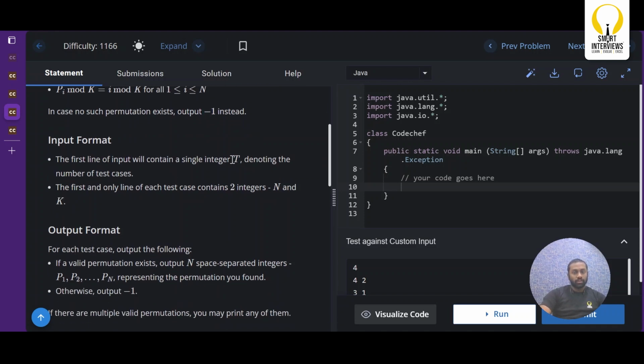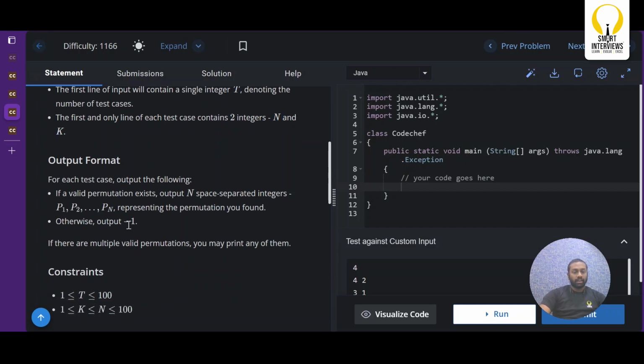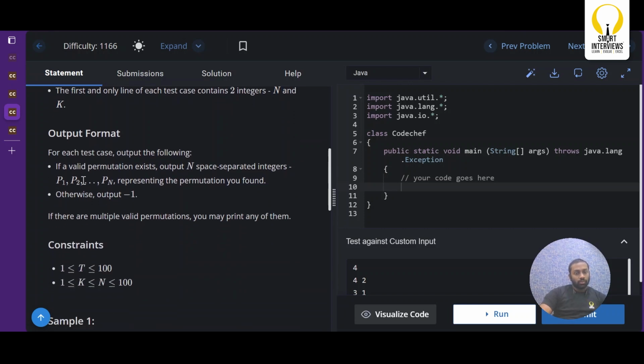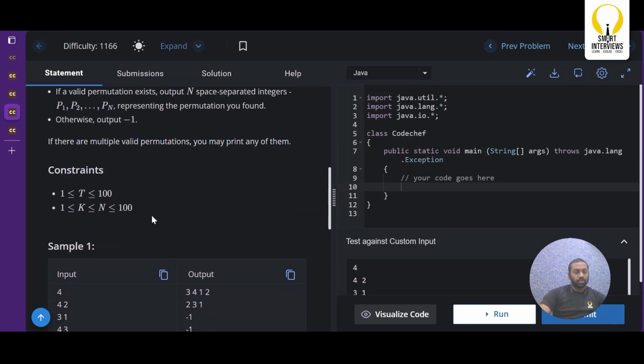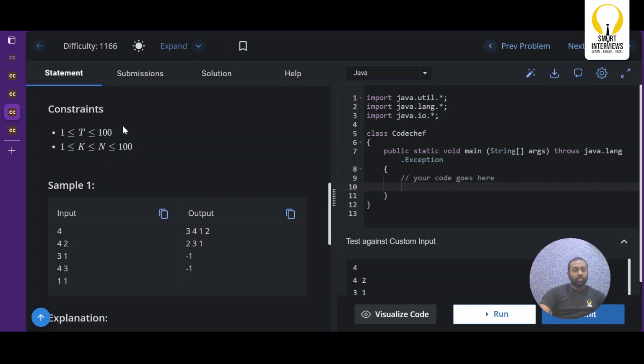Input format is you're given t test cases in which each case has n and k values, and output format is if a valid permutation exists, you will be printing the permutation, otherwise you'll be printing -1. If there are multiple permutations, you may print any of them. So this is one more thing that you need to observe. Now coming to constraints, well, nothing as much we have to care about. A very brute force approach might also seem to be working. Well, here there is a twist.